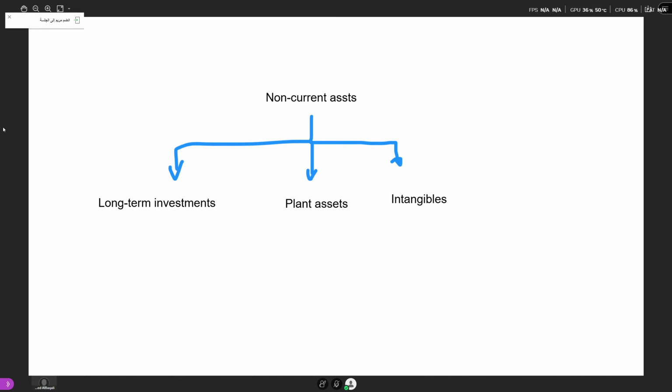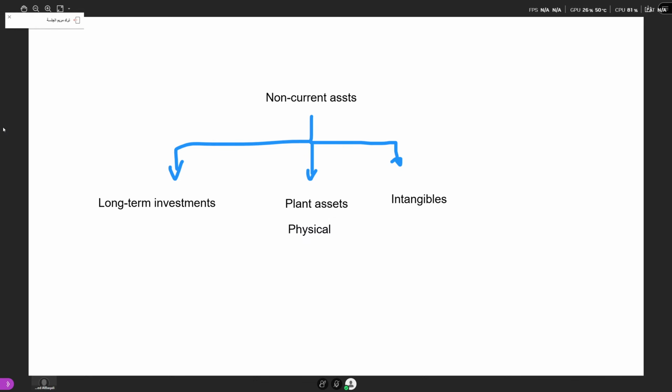Plant assets, these are assets that we use in operation for more than 1 year. These assets must be physical or tangible. Physical, يعني you can see them and you can touch them. For example, if you have cars, lands, buildings, machines, equipment, anything that is physical and you use it in operation for more than 1 year.